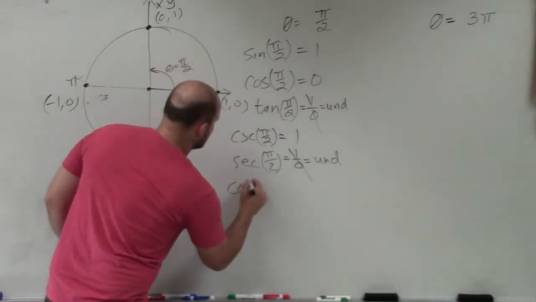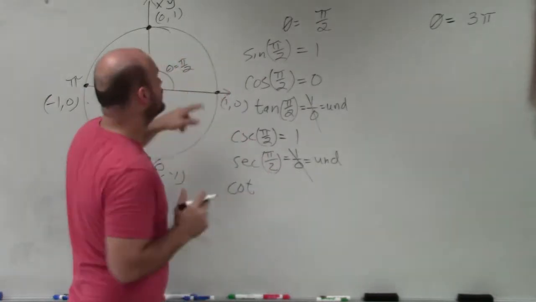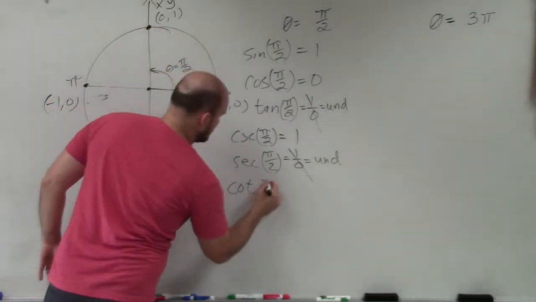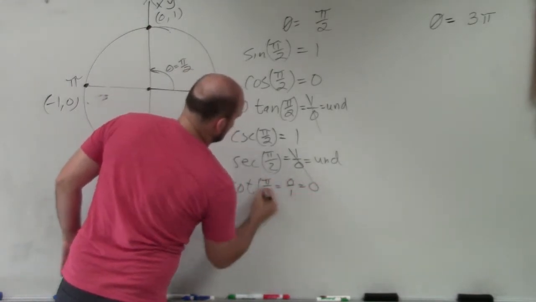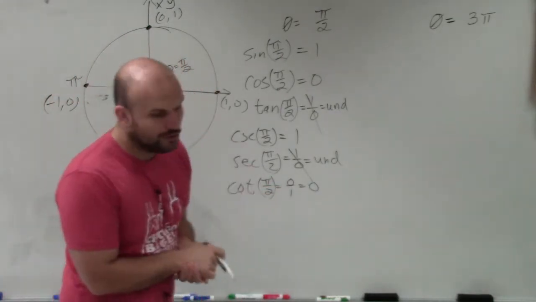And then the last one is cotangent. Now remember, where tangent was y over x, 1 over 0, cotangent is going to be x over y, which is going to be 0 over 1, which is just going to equal 0. OK? And that's it. Now let's go over to 3 pi.